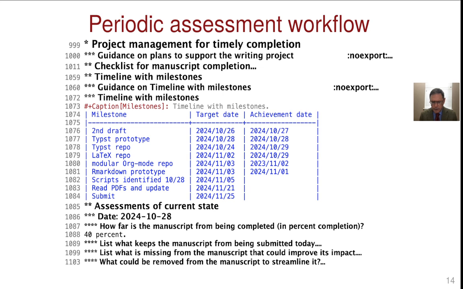These self-adjusting tables are one reason why I was attracted to org mode, because coming from LaTeX, trying to make changes to tables is quite difficult. And then below that, there's a section to make assessments. There are 4 questions that I address about the status of the project. One really good question is, why can't you submit this project today? What's holding it back? Other such existential questions are important to ask from time to time.